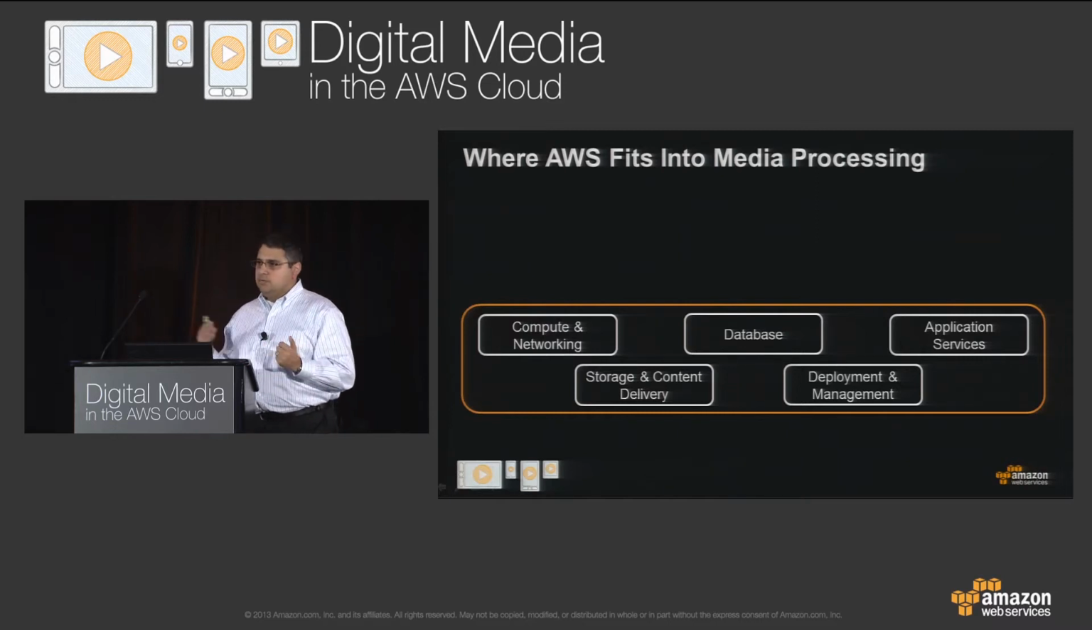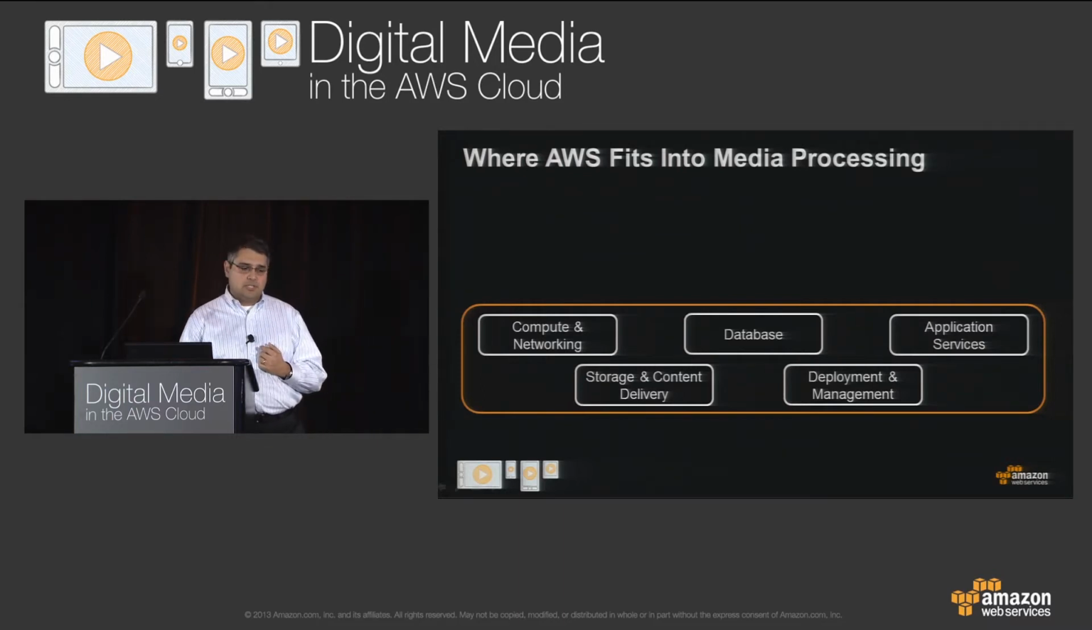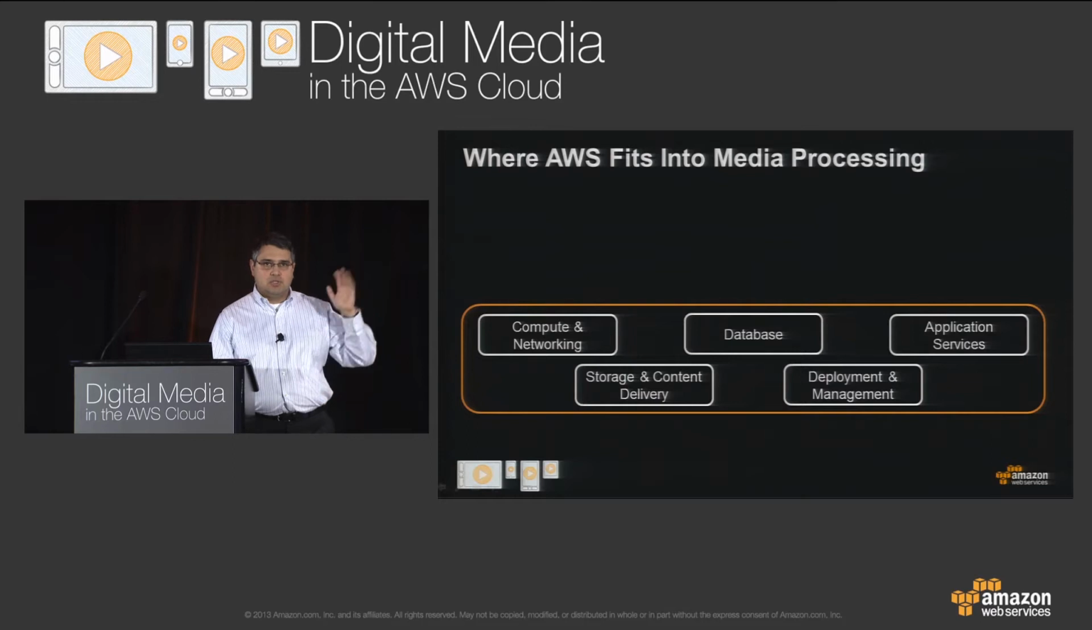Well, as a number of folks have said earlier today, we really focus on the core infrastructure services. So we have compute and networking services. We have the storage and content delivery services. We've just heard from John about the storage services. You'll hear later on about the content delivery services, database services, deployment and management services, and application services, which is where the transcoder service fits. So that's great. You have all this underlying infrastructure and some managed services that you can actually use.